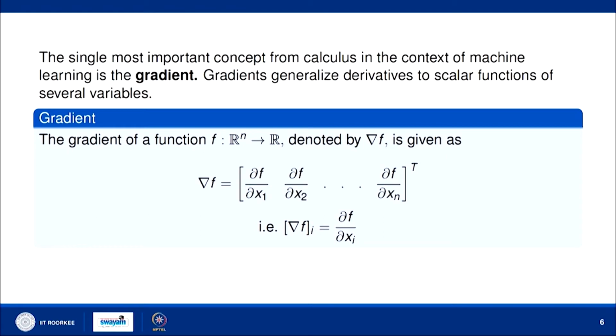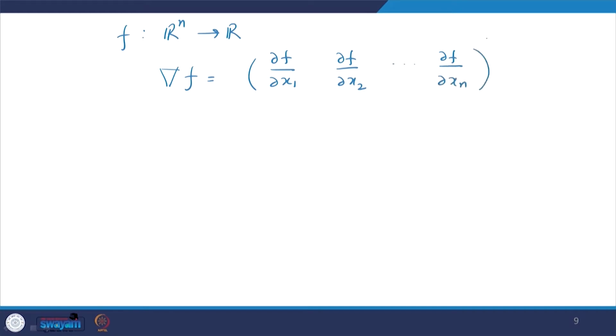And what do we mean by gradient? The gradient of a function f from R n to R, which is an n-variable function, is denoted by del of f, and is given by this vector: del f upon del x1, del f upon del x2, and so on. Let us understand what this means. Here you have a function f from R n to R. The function is of n variables, the input variables, and the function maps to R. Now, del of f is a vector of this type: first we differentiate with respect to x1, then with respect to x2, and so on up to x n, and we take it as a column vector.